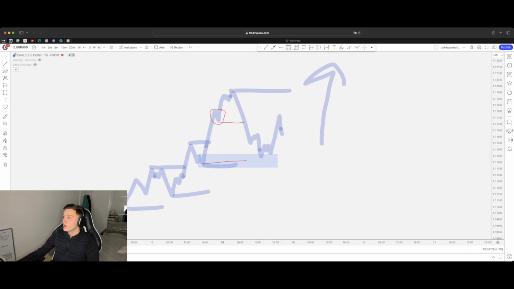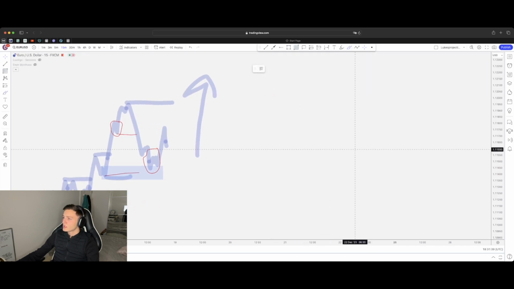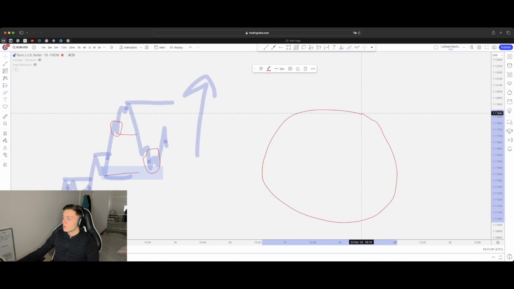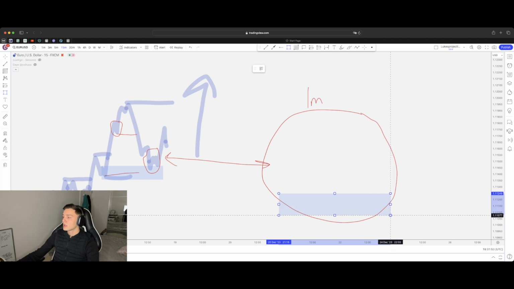So if I highlight, let's say, this zone, and then I'm going to draw this over here. So let's say this circle is this, but this is the 1 minute. So that's our 1 minute time frame. So let's say this is our demand zone around the bottom.